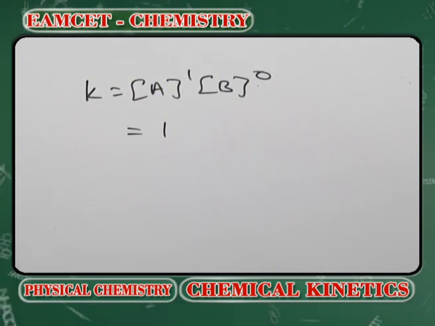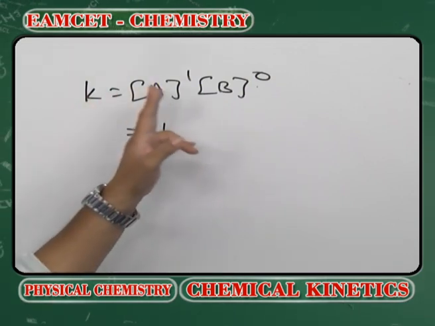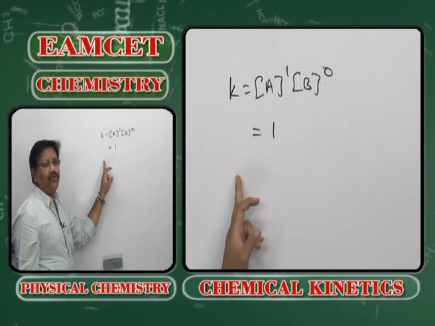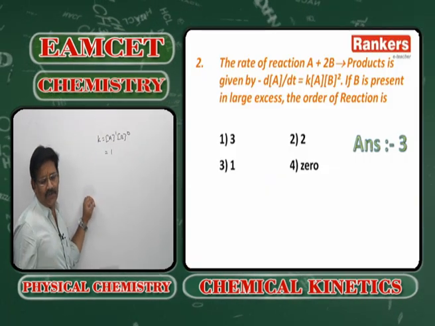These reactions are called pseudo unimolecular reactions. What do you mean by pseudo unimolecular reactions? Reactions whose molecularity is greater than 1 but are made to follow first order kinetics are called pseudo unimolecular reactions.